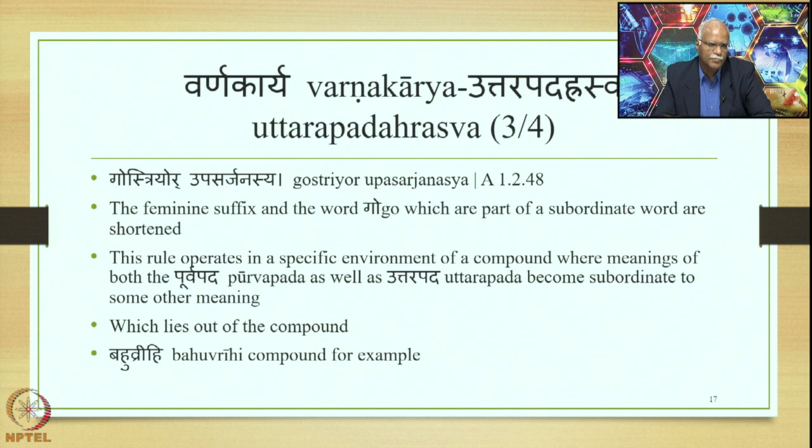Similarly, we have Gostriyoh Upasarjanasya, another sutra, talking about the Uttarapada Hrasva. 1.2.48 is the sutra. And this means that the feminine suffix and the word go, which are part of a subordinate word, are shortened. This rule operates in a specific environment of a compound where meanings of both the Purvapada as well as Uttarapada become subordinate to some other meaning which lies out of the compound. Bahuvrihi compound is therefore an example.